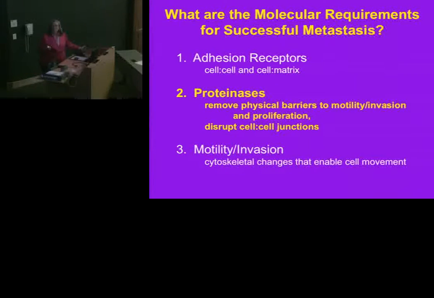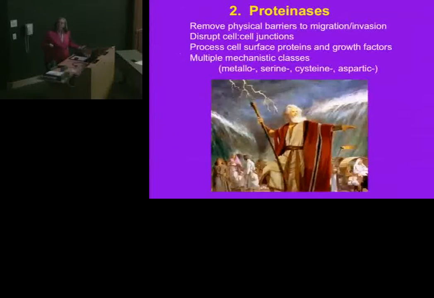So proteases are the next topic I want to talk to you about. What proteases essentially do is remove physical barriers to migration. I thought that this was an appropriate image for that. Maybe I've been at Notre Dame too long already. So this guy here could be viewed as a key protease, removing physical barriers to migration. This can be done by modifying the matrix or also by modifying cell-cell junctions and processing cell surface proteins and growth factors, et cetera.